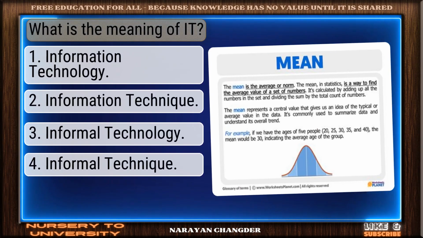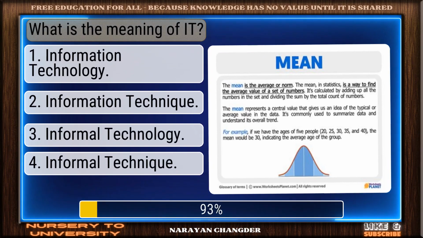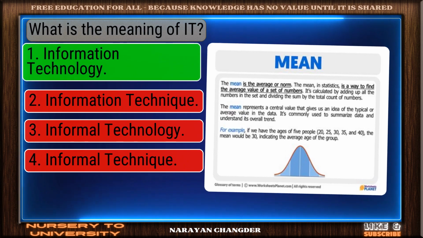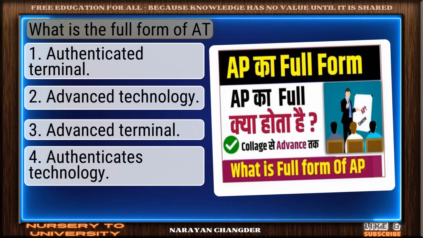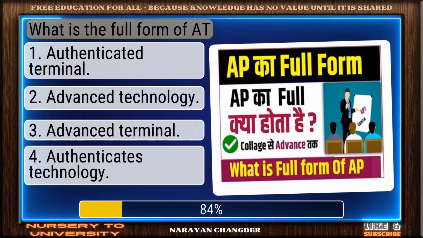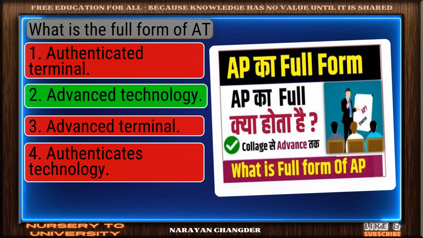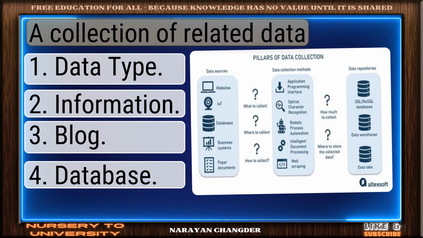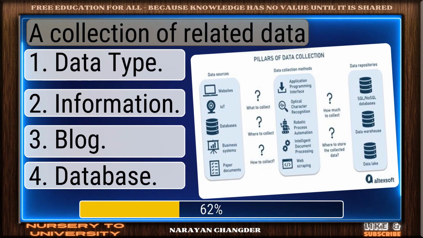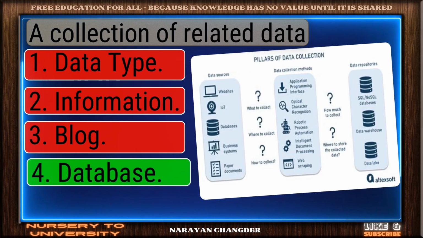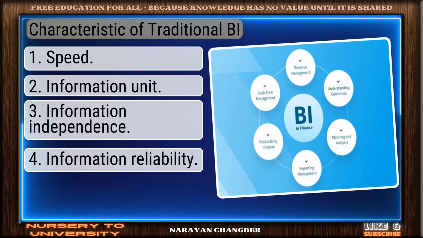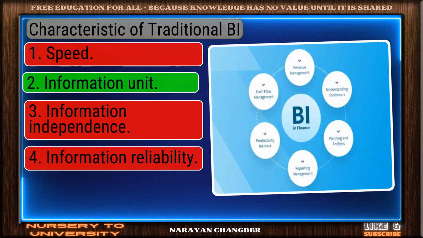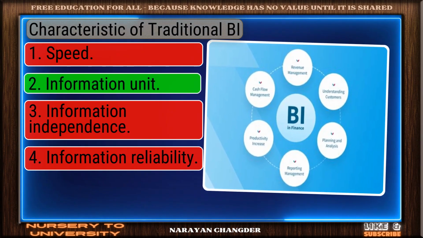What is the meaning of IT? Sharp thinking. Information technology is right. What is the full form of AT? Nice work. Advanced technology fits perfectly. A collection of related data... Great thinking. Database is right. Characteristic of traditional buy... Well done. Information unit is right.